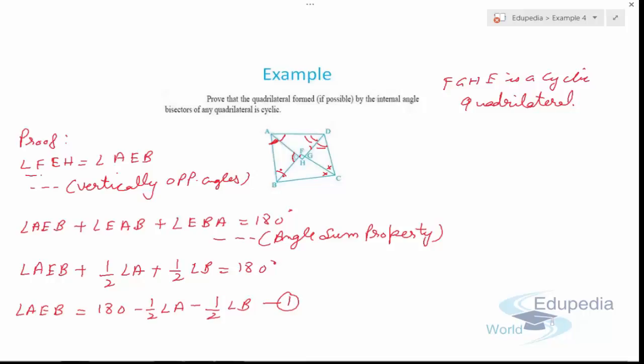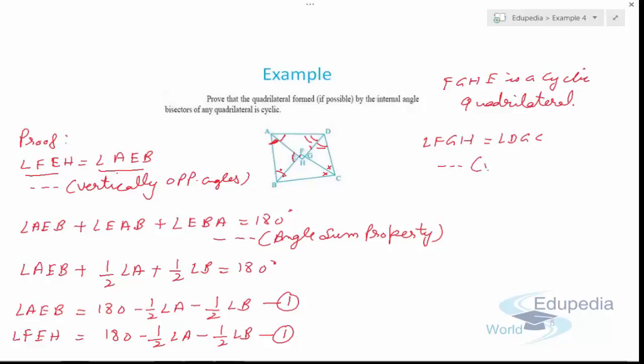Since angle FEH equals angle AEB, we can write angle FEH equals 180 minus half of angle A minus half of angle B. Let it be first, right? Now similarly we can say that angle FGH equals angle DGC. Again they are vertically opposite angles, right?